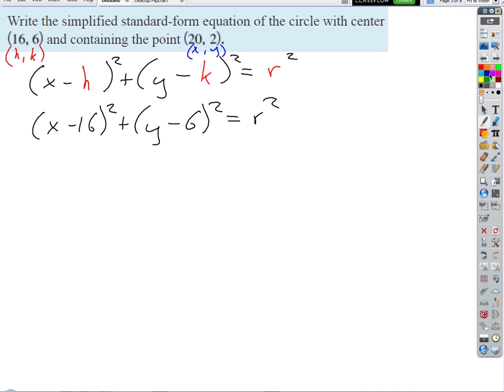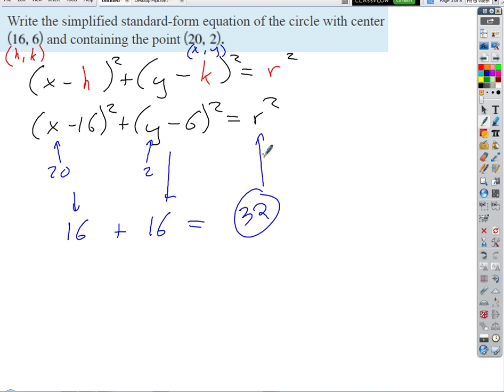And then we could plug in the values of x and y so we could figure out what r is, right? So I could plug in 20 for x and 2 for y. And if I do that, what's 20 minus 16, squared? So that whole term just becomes 16. What's 2 minus 6? -4, squared. Okay, so this whole thing just becomes 16. So then what's that equal to? 36. So 32 is what we're going to plug in for r squared, right?